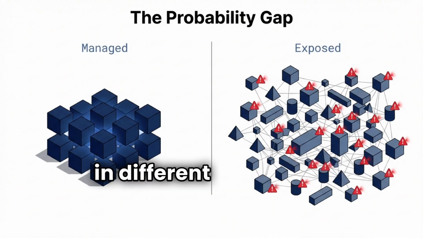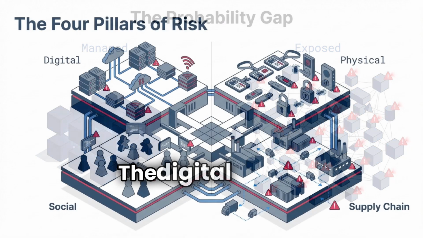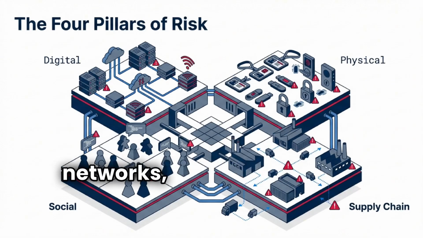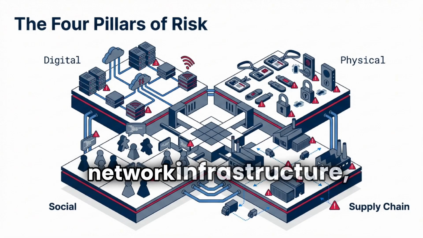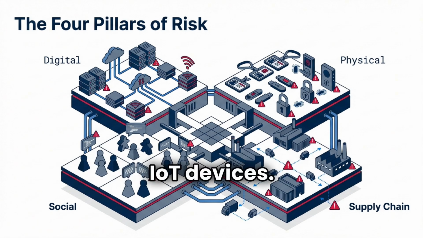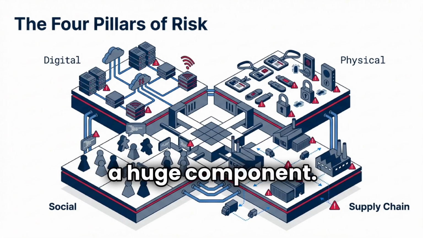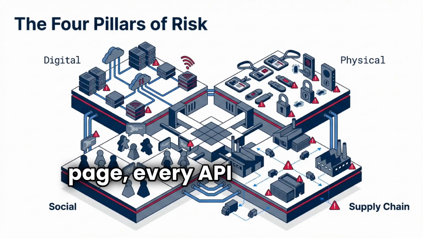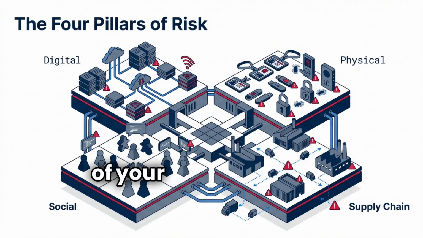Attack surfaces come in different categories, and understanding these helps you think comprehensively about security. The digital attack surface is what most people think of first. This includes everything connected to networks, web applications, mobile apps, APIs, servers, databases, network infrastructure, cloud services, IoT devices. Basically, anything that processes data or communicates digitally is part of this surface. Web applications are a huge component. Every form that accepts user input, every authentication page, every API endpoint is a potential entry point. If it's accessible over the network, it's part of your attack surface.